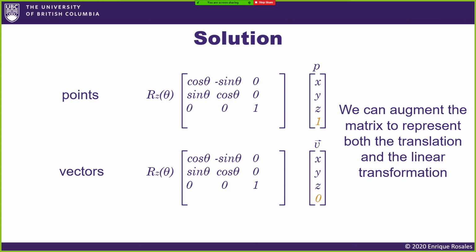Can you guess where we can put it? Seeing these matrices like this, and knowing that points will have a W value of 1 and vectors will have a W value of 0, can you tell me if the translation values are going to be in the columns or the rows? What do you think? Columns or rows?